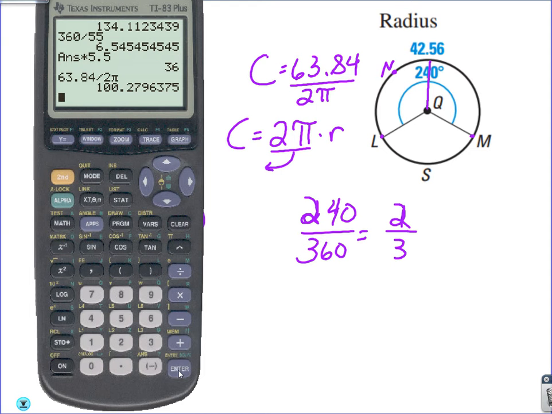No, I typed that in wrong. You've got to be cautious about the way you type these in. The way I typed it in, my calculator took 63.84 and divided it by 2, not 2 pi, and then it took my answer and multiplied it by pi. Make sure as you type this in again, you want to divide it by that whole thing, so you better put 2 pi in parentheses. So you don't make that mistake. 10.16.